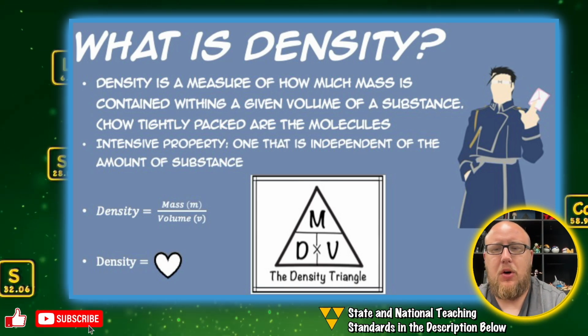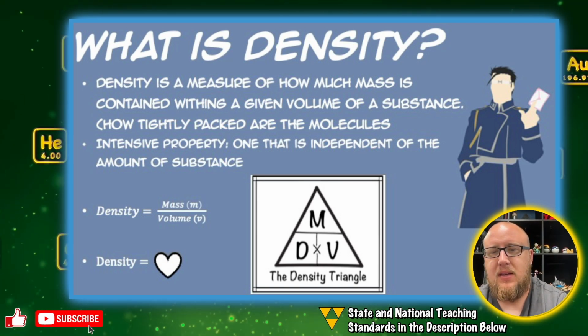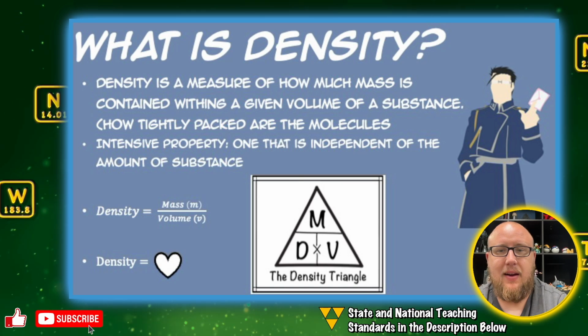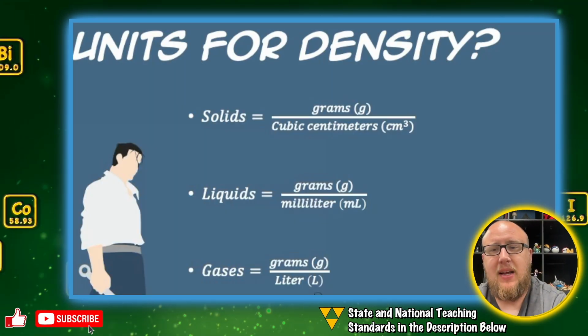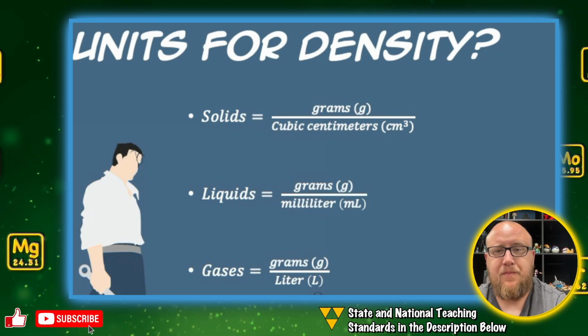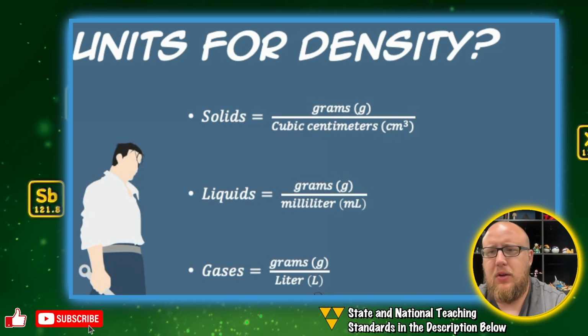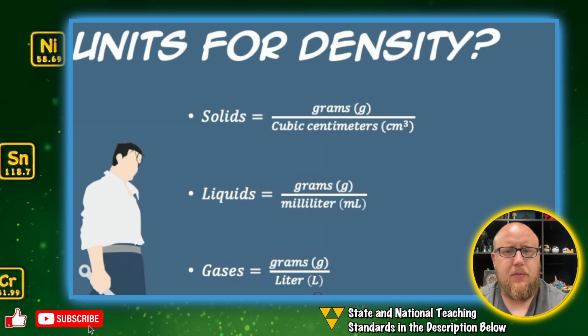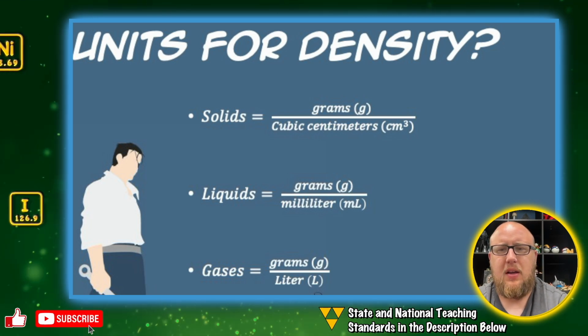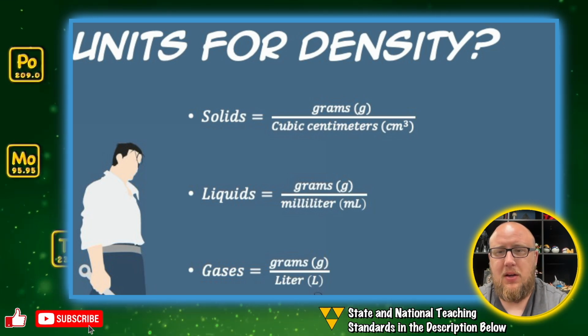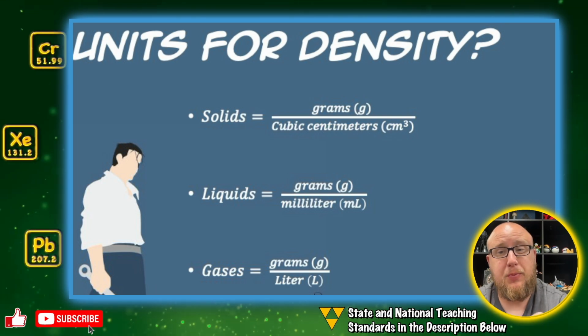If I'm looking for my volume, that would be mass over density. So that's just kind of a little hack and a little cheat code for you. With density, though, it is important to know one thing. Whichever way you choose to solve density problems, you need to make sure everything's in the appropriate units. Okay? So if it's a solid, things need to be in grams per cubic centimeter.